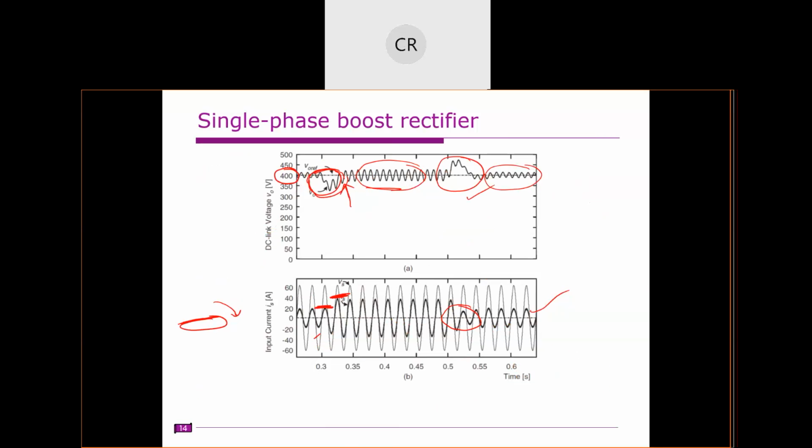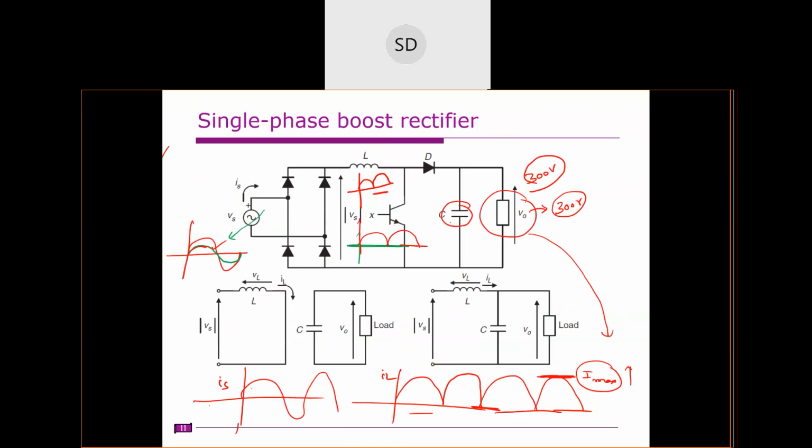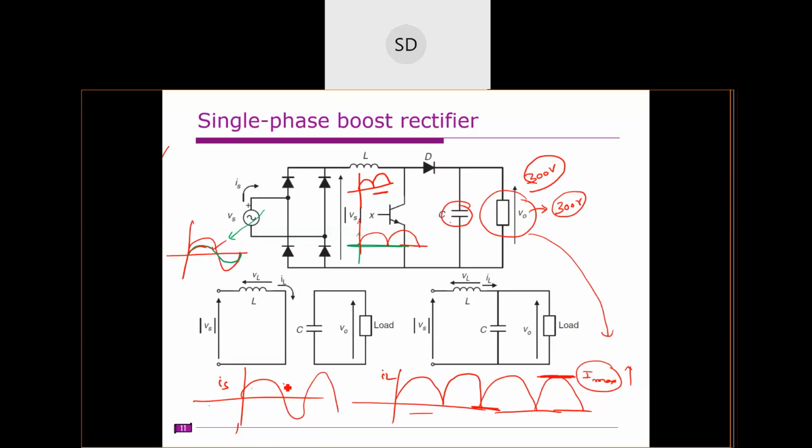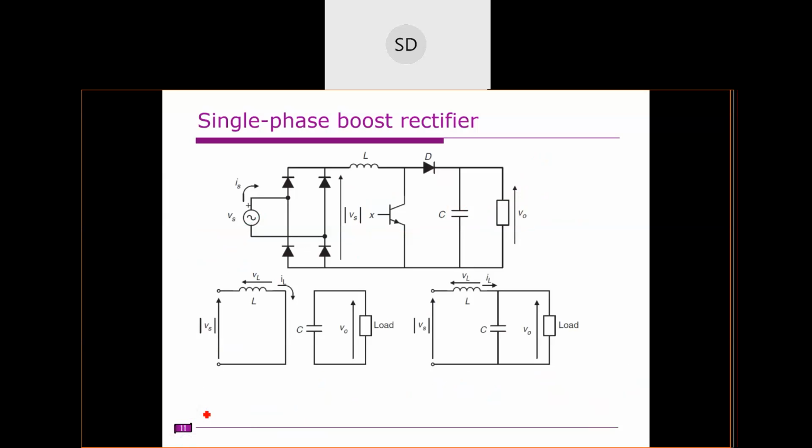So here in the single phase boost rectifier, this is the circuit, and it is not regenerative. Why is it not regenerative? Why will this topology not feed back to the source?